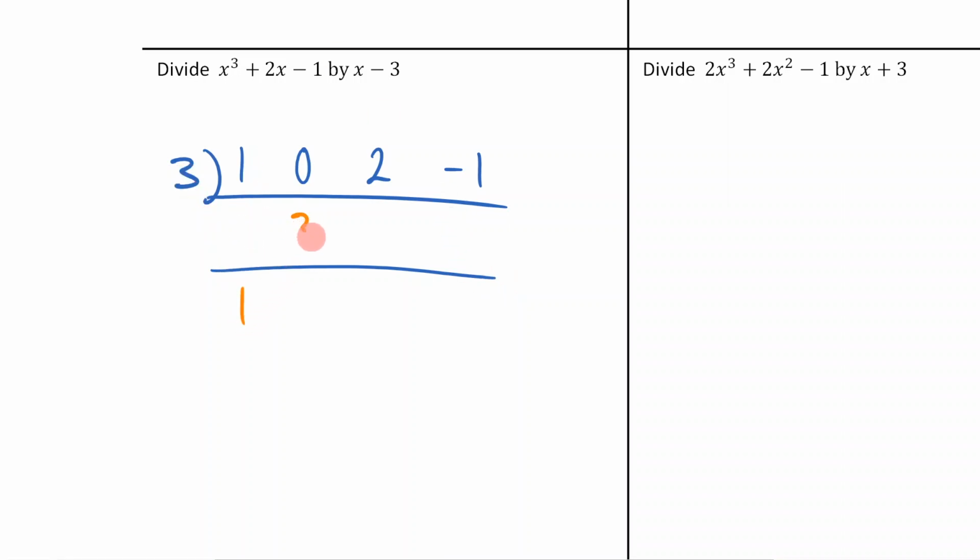3 times 1 is 3, plus is 3. 3 times 3 is 9. I plus them, I get 18. 3 by, oh, sorry. I plus them. 2 plus 9 is 11. 3 times 11 is 33. So this is going to be 32.